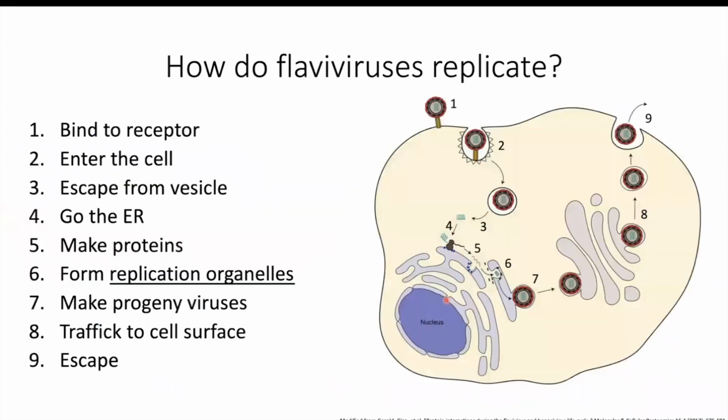So I want to go over a brief summary of how flaviviruses replicate. The first step is they bind to a receptor on the cell surface. Then they begin to enter the cell, where they get inside a vesicle. They then escape from that vesicle and go to something called the ER, which is this squiggly little thing down here, part of the cell. At the ER, they make their viral proteins and they form replication organelles, which is a critical thing I'll tell you more about in a second. In the replication organelles, you can make more progeny viruses, which then traffic to the cell surface, escape from the cell, and go on to infect the next cell.